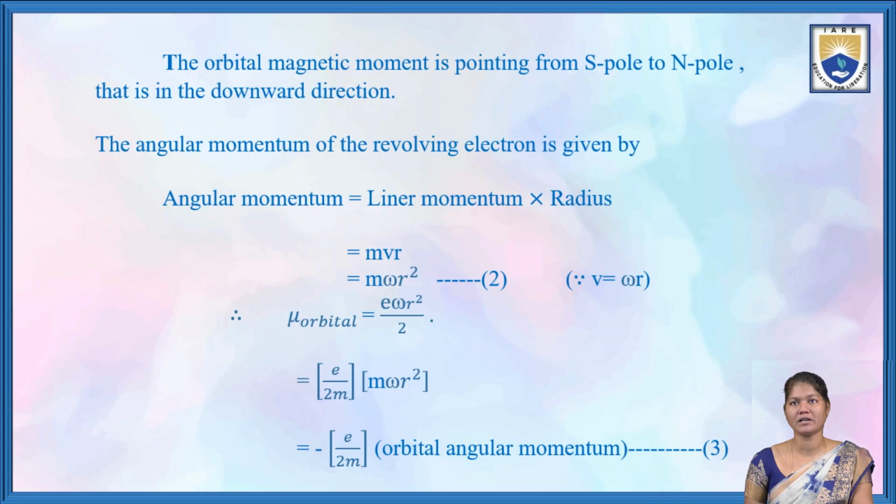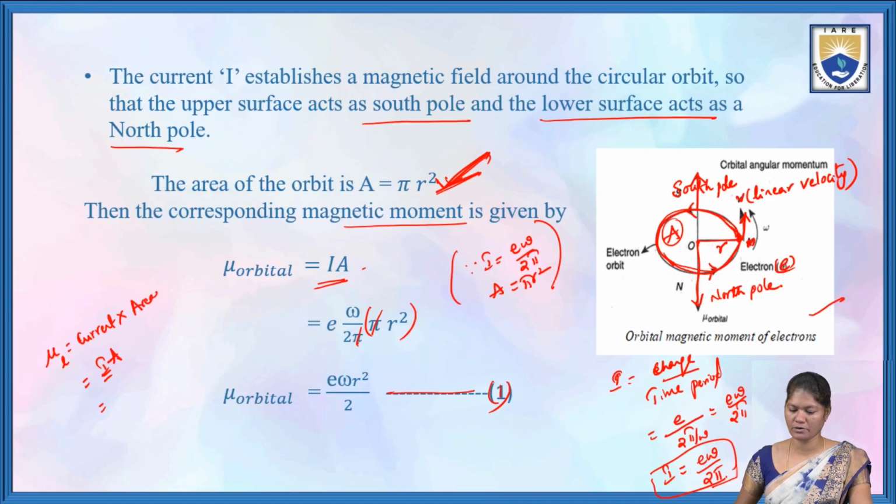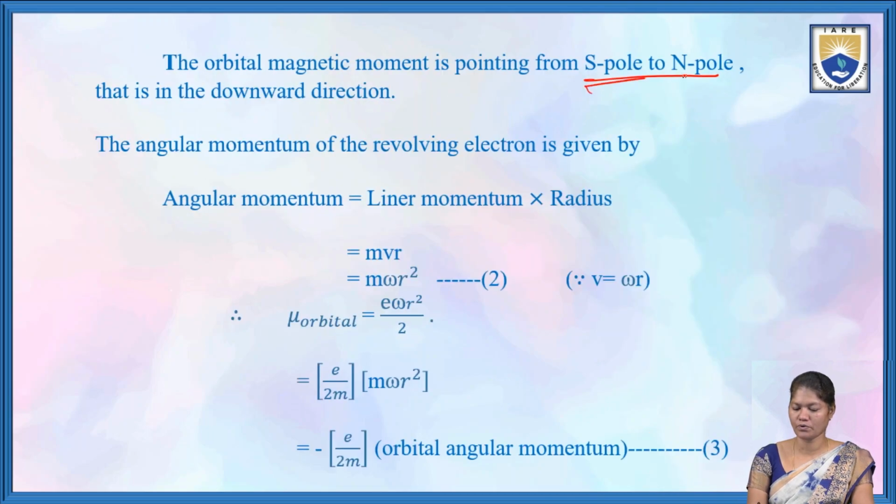The orbital magnetic moment is pointing from the south pole to the north pole, that is, in the downward direction.